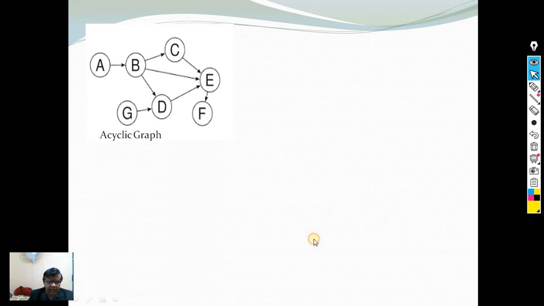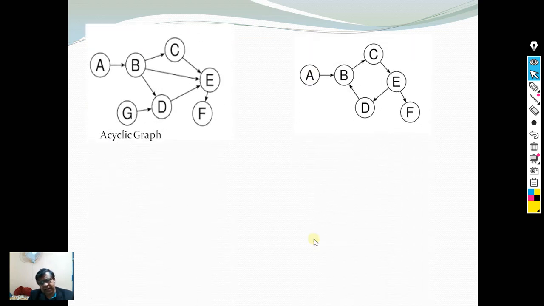The graph could be acyclic or cyclic. Here it is acyclic. You start from anywhere, go to anywhere, you will never face cycles. You will never fall into a loop. But here, if you go to B, you can go to C, come to E, come to D again, come to B again.